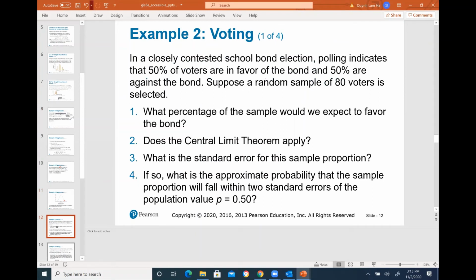Next example, example 2. Okay, in a closely contested school bond election, polling indicates that 50% of voters are in favor of the bond and 50% are against the bond. So P and Q are kind of the same, right? Or you might say P hat is the same as Q hat. Suppose a random sample of 80 voters is selected.